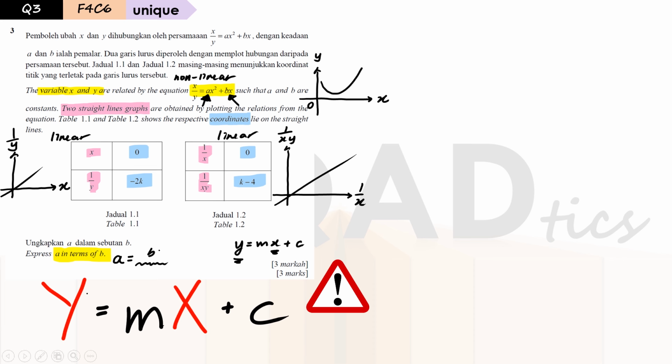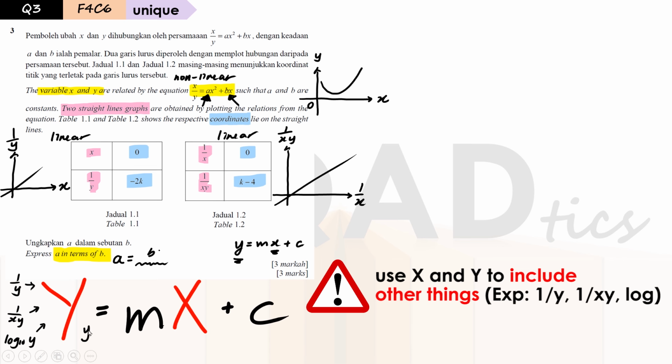So for example, for the big Y here, previously it was y, right? But now it's not that straightforward. So you can see here, the y-axis for the first graph is 1 over y. The y-axis of the second graph is 1 over xy. And I can give some other examples also. For example, log base 10 of y. Okay, so if we use all of these as axes, you can see there is some other things inside of it, right? So we cannot use small y anymore. We need to change it to the big Y, okay? Because it can have other things inside of it.